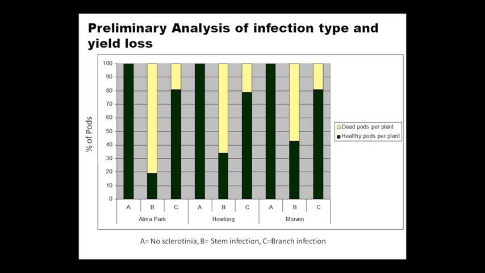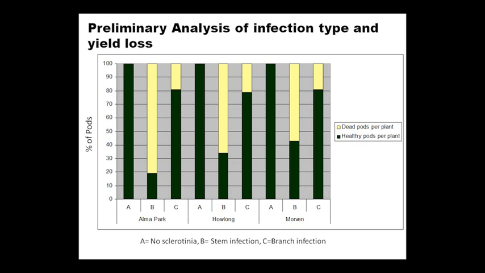And this is the percentage of healthy pods for plants where the stem's healthy but the branches are infected. And you've got the same pattern occurring in all 3 sites. So what this basically shows is that it's the stem infection rather than the branch infection which is causing the yield loss. And this is very important when you're looking at timing of fungicide applications, etc.